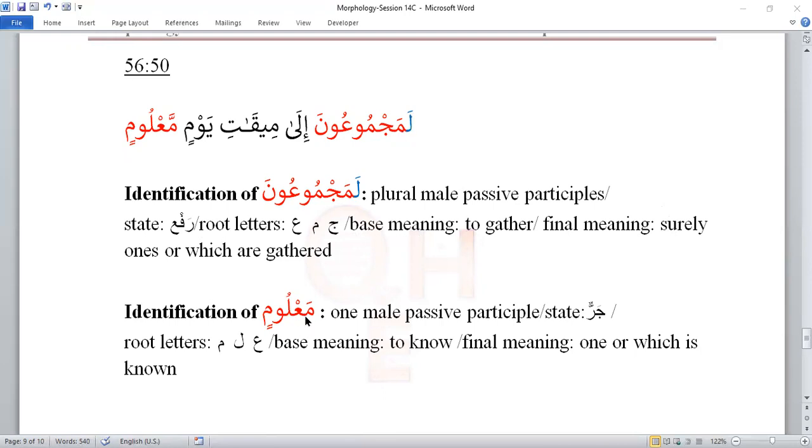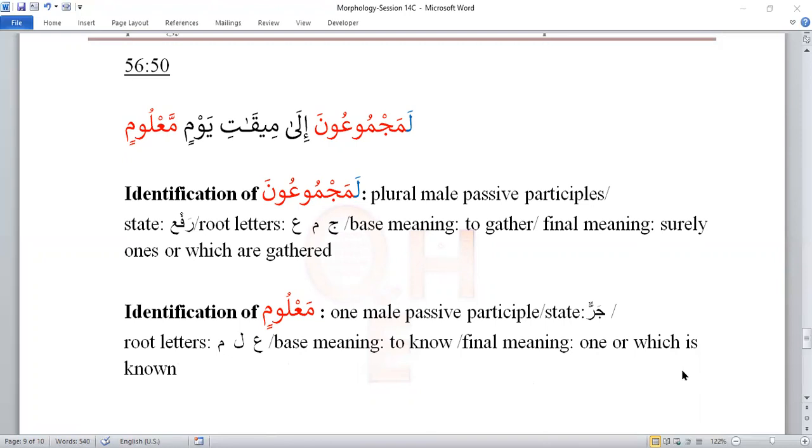Next one is very easy, ma'lumin. The kasra tells me that this is at the state of jar, and this is singular. One male passive participle, state jar, root letters ain, lam, mim, base meaning to know, final meaning one or which is known.